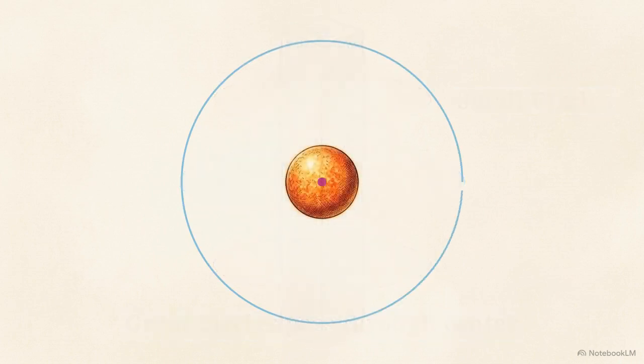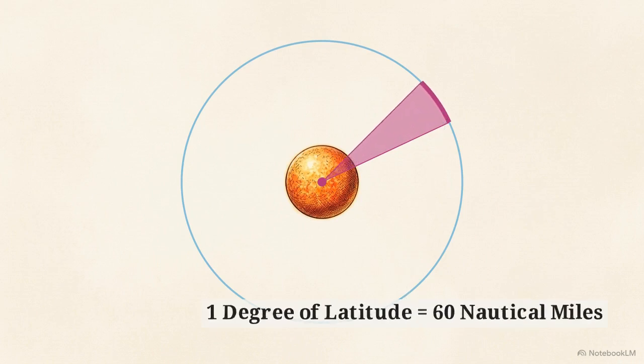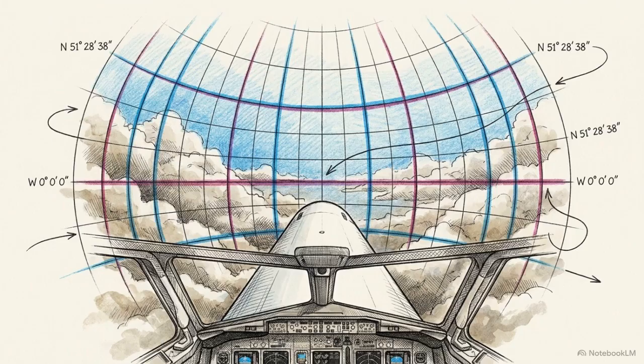Aviation distance is derived from this geometry. 1 nautical mile equals exactly 1 minute of arc along any great circle. With 60 minutes in a degree, 1 degree of latitude will always equal exactly 60 nautical miles anywhere on Earth. The navigational grid functions as a direct mathematical translation of the planet's physical mass into measurable units of distance.